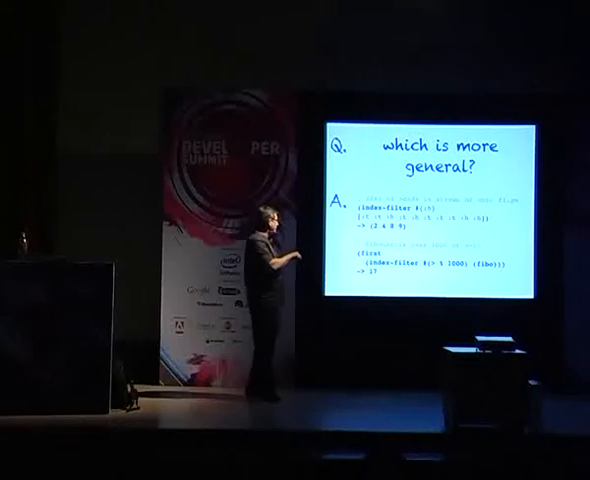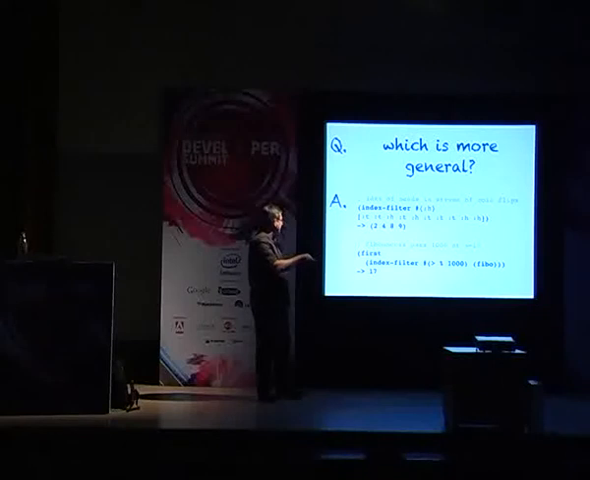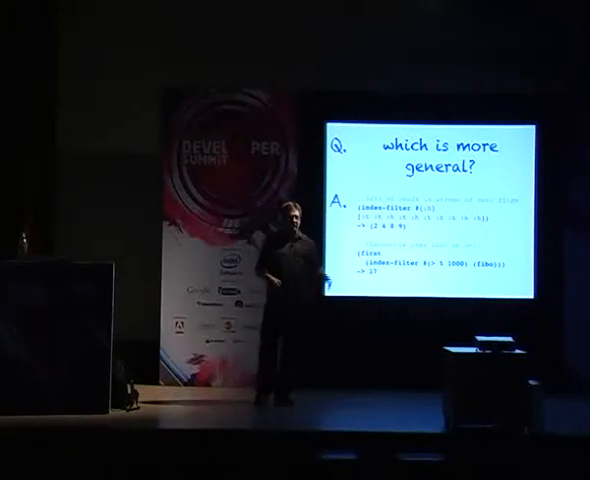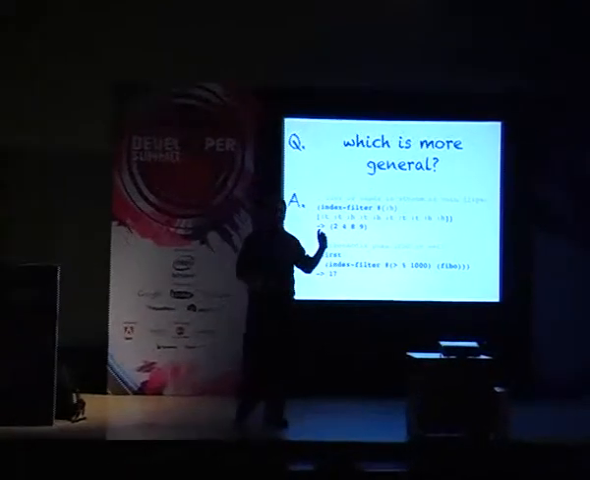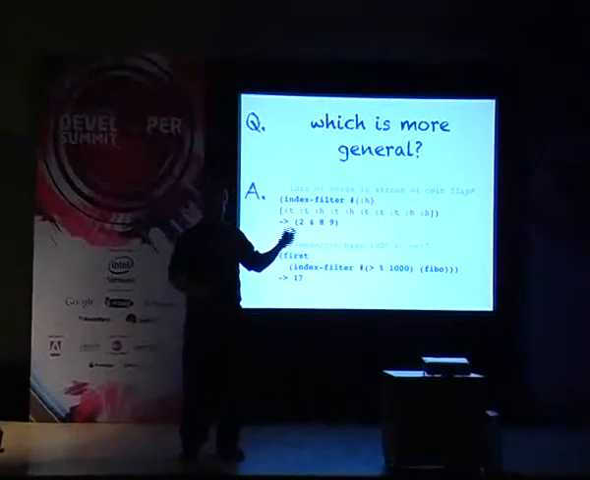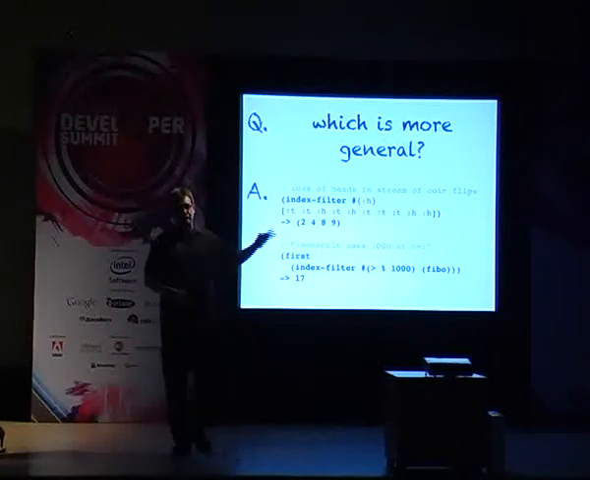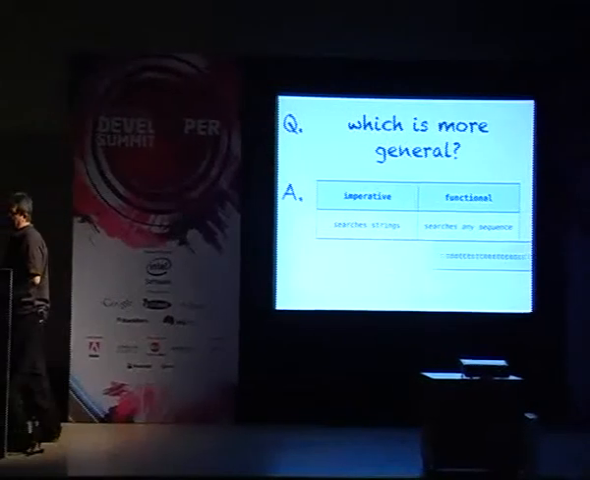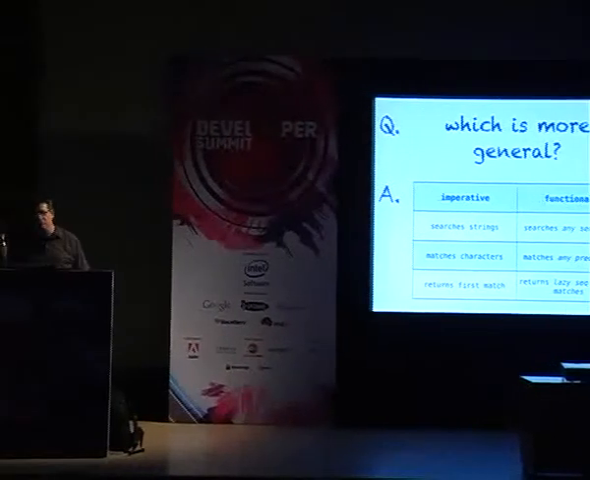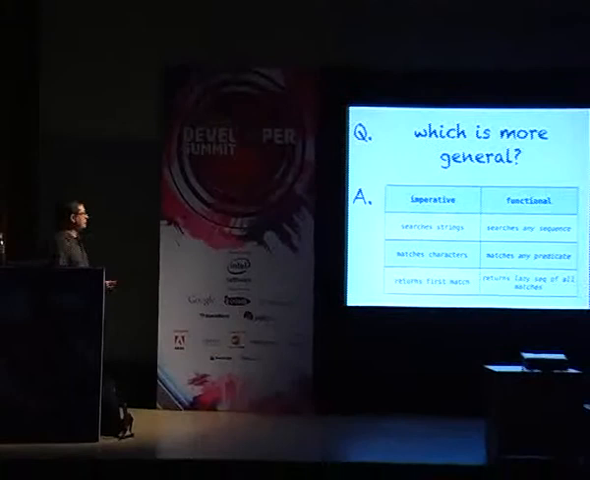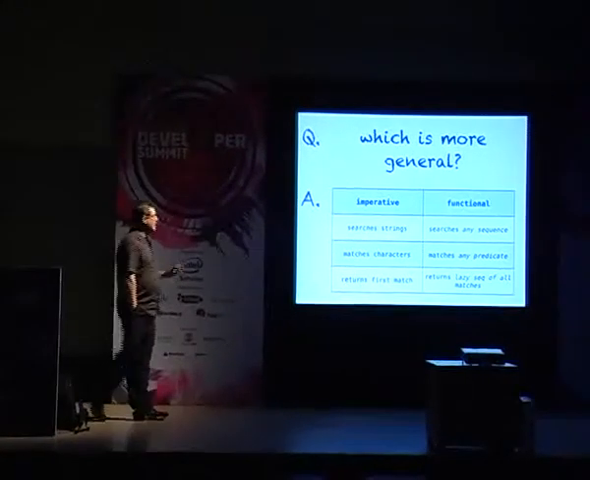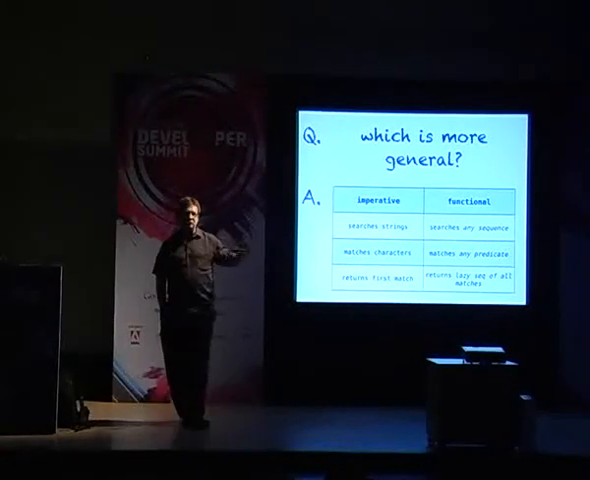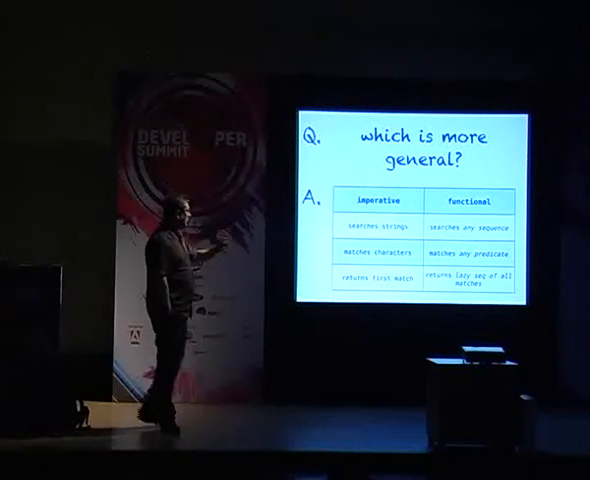Here is index-filter on numbers that are greater than 1,000 that come from the Fibonacci series, and give me the first one of those. This is saying, give me the first Fibonacci number that yields a value over 1,000. This works with numbers, it works with characters, it works with strings, it works for all of those. It is more general. The imperative version searches only strings. The functional version searches any sequence. The imperative version matches just characters. The functional version matches any predicate that you send in as a higher order function, any combination criteria.